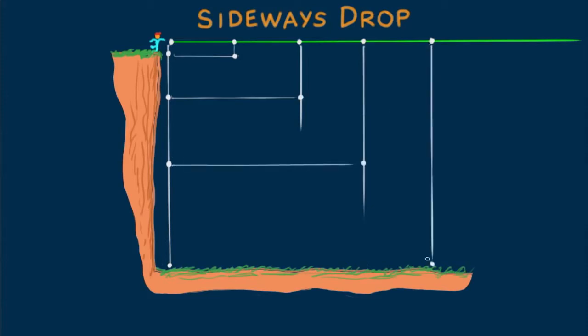When we join these points, we find the path of the ball is a parabola.